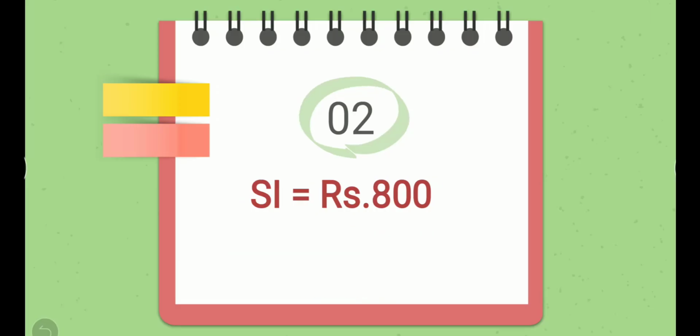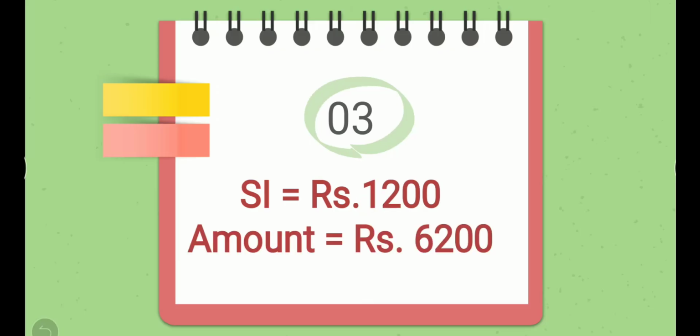Answer of question number 2. Simple interest is rupees 800. Answer of question number 3. Simple interest is rupees 1,200 and amount is rupees 6,200. You can cross check with your answers.